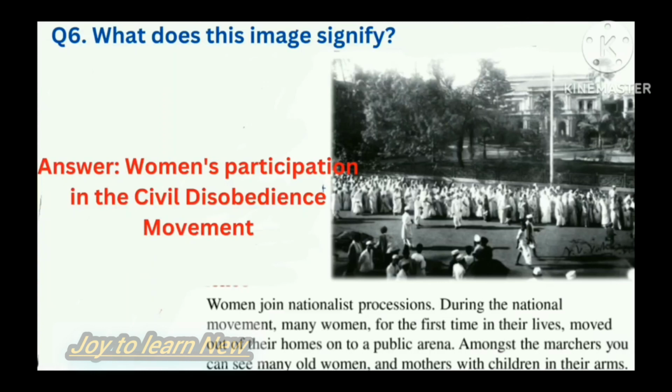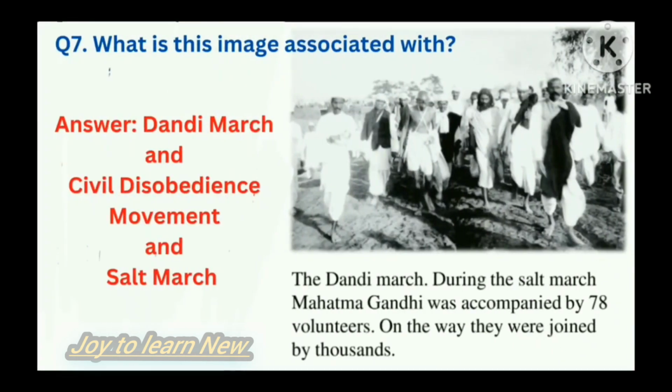During the national movement, many women came out of their houses and participated actively, and many went to jail and sacrificed their lives. What is this image associated with? Answer is the Dandi March and civil disobedience movement, or Salt March. It was started by Mahatma Gandhi with 78 trusted volunteers, from Sabarmati to Dandi. This Dandi March is the beginning of the civil disobedience movement, and they successfully violated the British law.